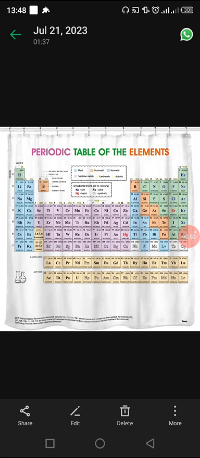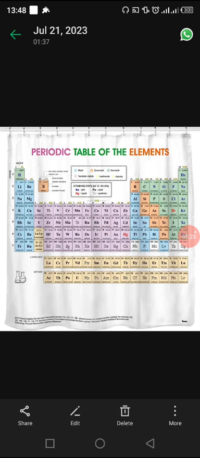I'll just try to explain binary compounds briefly, then tertiary, or ternary compounds, which we'll discuss later. Binary compounds are ionic compounds, or they undergo electrovalent kind of bond. Those are some of the characteristics.